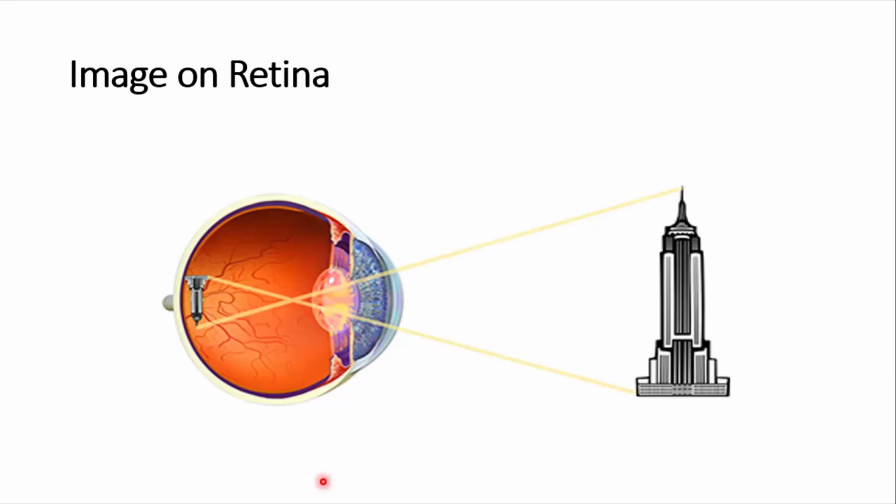Mainly, the image which falls on the retina is inverted, both horizontally and vertically. So we see the tower is falling upside down. Whatever is there superiorly will fall on the inferior part of the retina, and whatever is there inferiorly in the visual field will fall on the superior aspect of the retina. The same holds good for nasal and temporal as well. Parts of the nasal visual field will fall on the temporal retina, and parts of the temporal visual field will fall on the nasal retina.